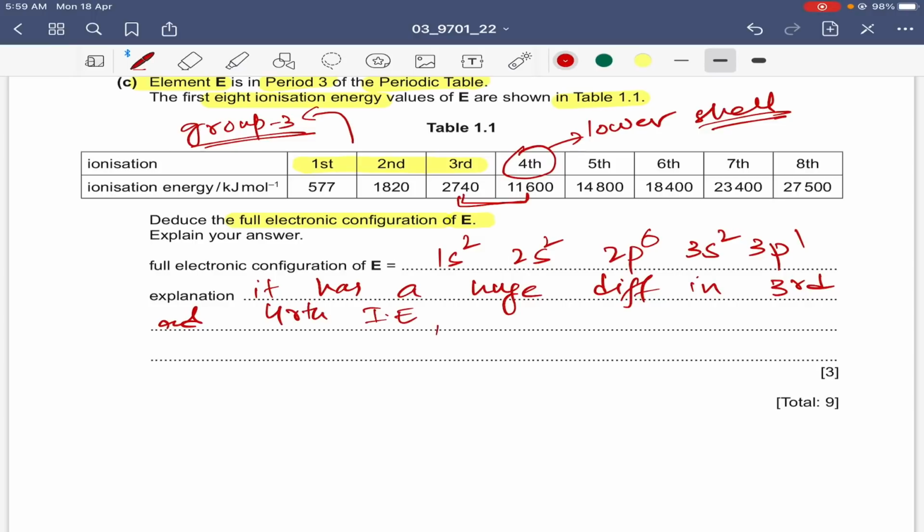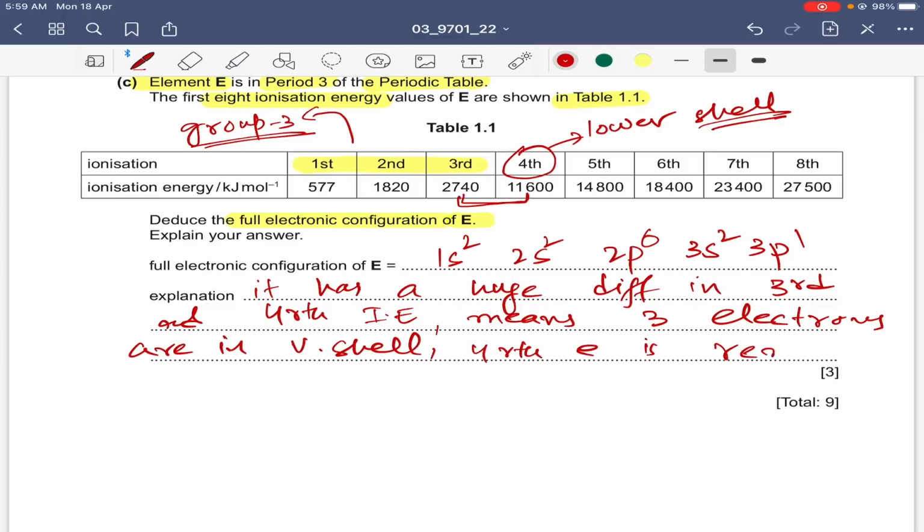Means third electron means 3 electrons, or first 3 electrons are in the valence shell, and the fourth electron is removed from a lower shell. All right, so this would be the answer to the question, and this was question number 1.